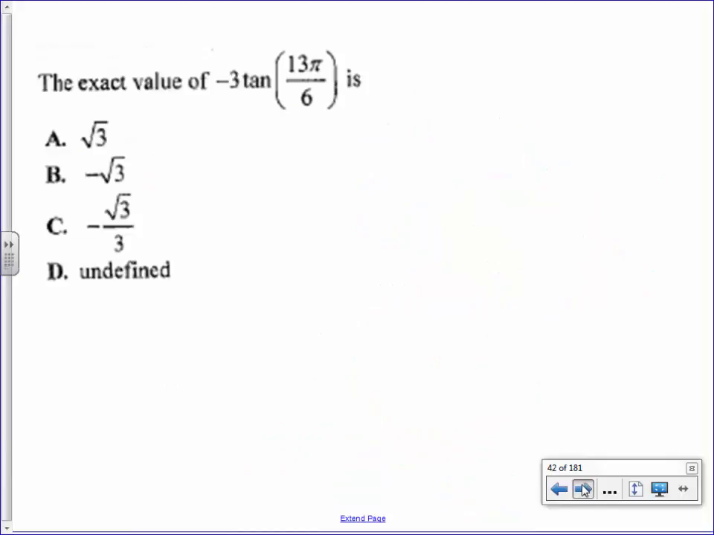Anyway. Why don't I skip ahead? Let's do that diploma question that's sitting there. I feel like you guys got a bit of the hang of this. So let's try to find the exact value of this guy. Negative 3, then we times by the tan of 13 pi over 6.